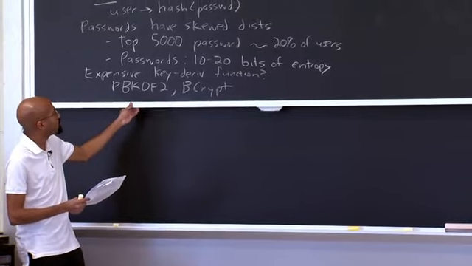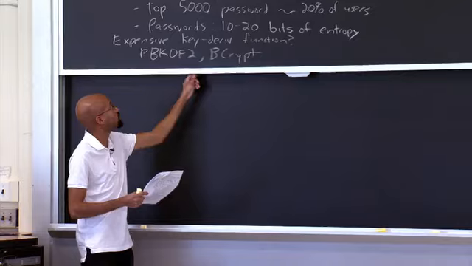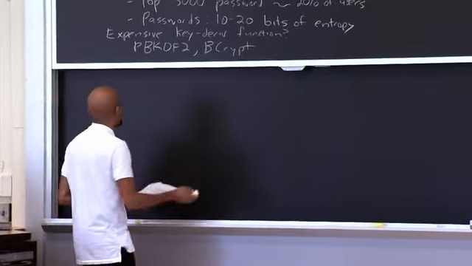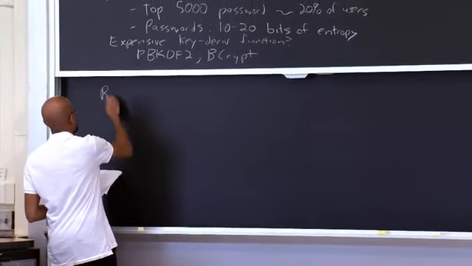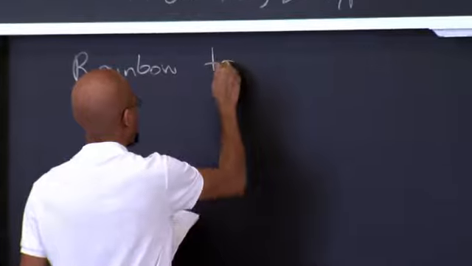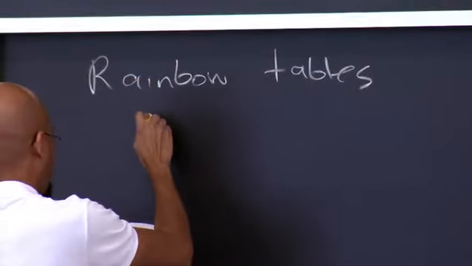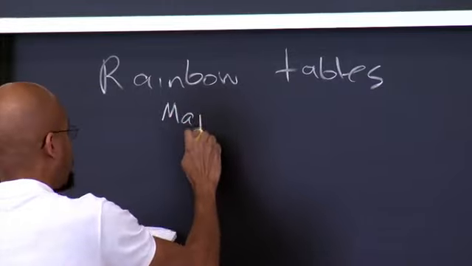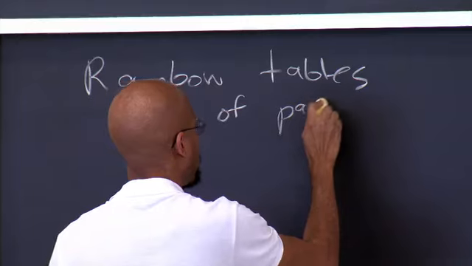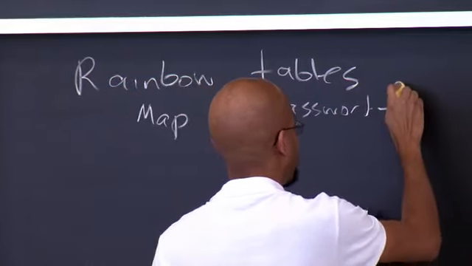So that's all pretty straightforward. You might say, well, does this solve the problem? Can we just use these expensive key derivation functions and be done with it? This is a security class, so of course, the answer is no. One problem is that the adversary can build something called rainbow tables. A rainbow table is basically just a map of password to hash values.